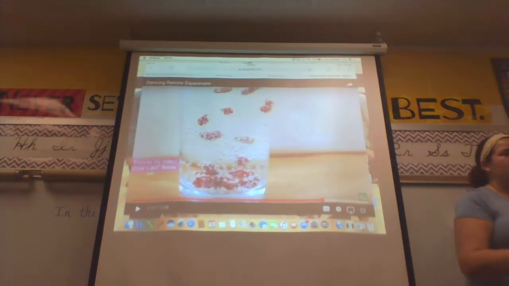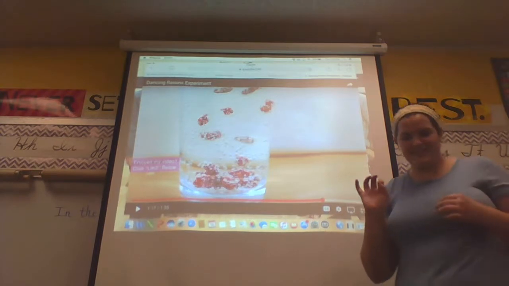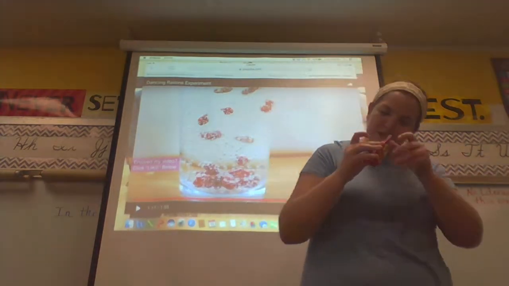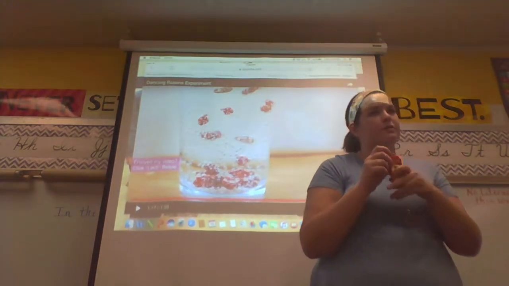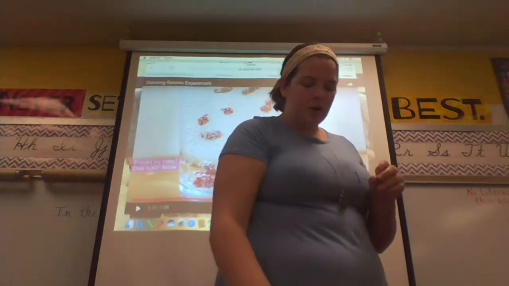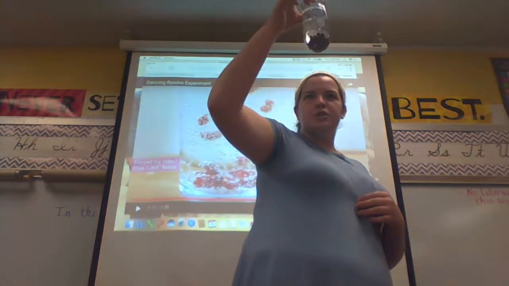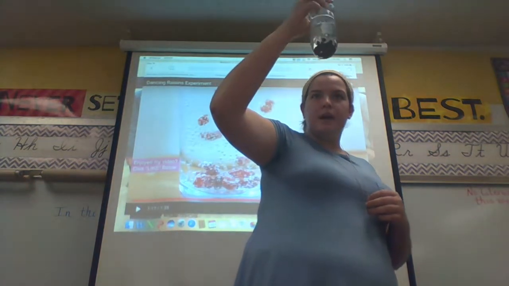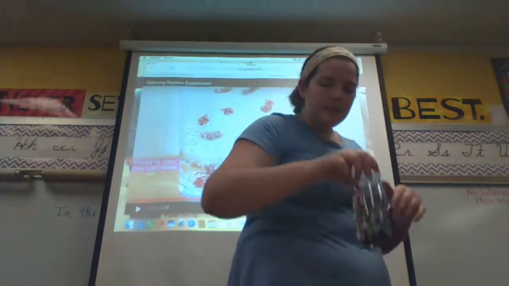Alright. There's another one. So this relates kind of to the story that you guys were reading this week about how raisins grow. So that's how we did that with drawing conclusions. Some of the raisins are still kind of moving, but it looks like most of them have calmed down and just sunk to the bottom.